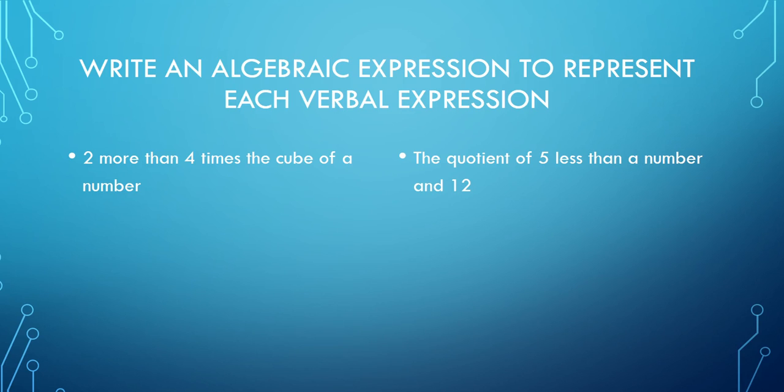So, 2 more than 4 times the cube of a number. So 2 more than something, so we're going to have 2 more. More means plus, so we're going to have a plus 2 at the end because we have 2 more than something.